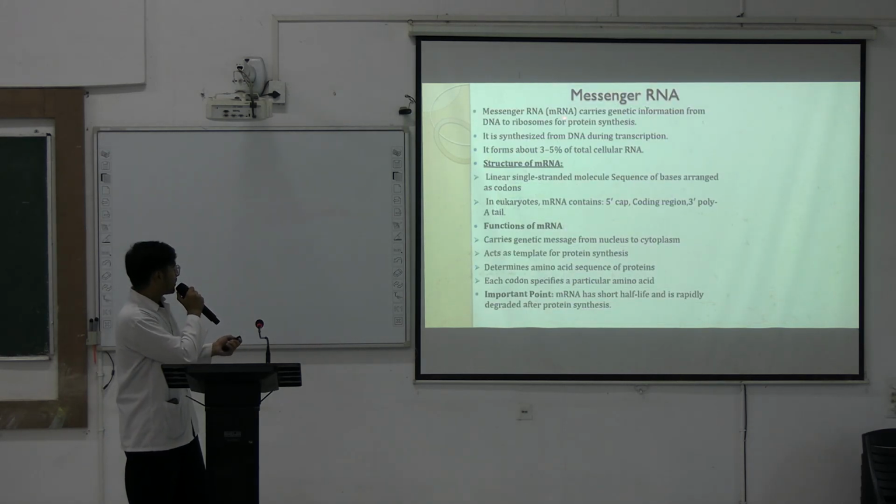Messenger RNA carries genetic information from DNA to ribosome for protein synthesis. It is synthesized from DNA during transcription. Structure of mRNA: a linear single-stranded molecule with a sequence of bases arranged as codons. In eukaryotes, mRNA contains a 5' cap, a coding region, and a 3' poly A tail.